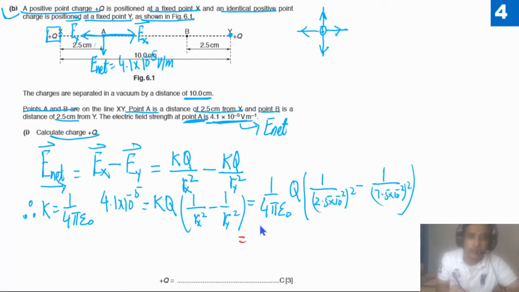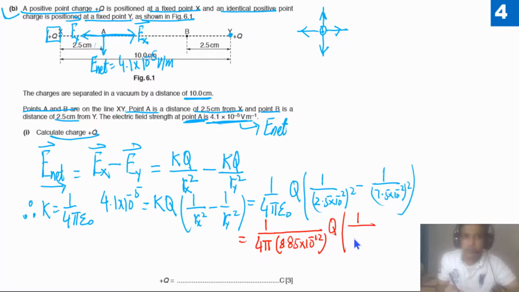So we can rewrite here. We have 1 over 4 pi epsilon naught, and epsilon naught is 8.85. You can find the value of this constant in the given data. So this is 8.85 times 10 to the minus 12. And here we have Q, and pi is a constant whose value is also given. Now we simply need to plug in the values. We can simplify this: 0.025 squared minus 1 over 0.075 squared. Now you simply need to solve this for Q.